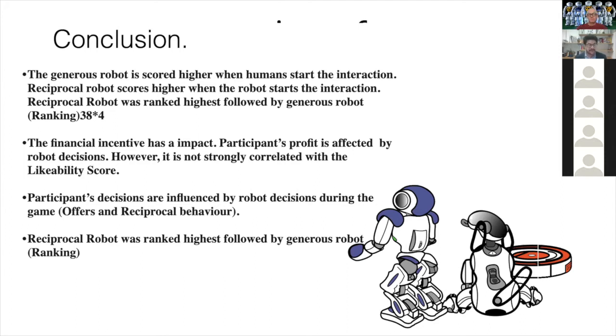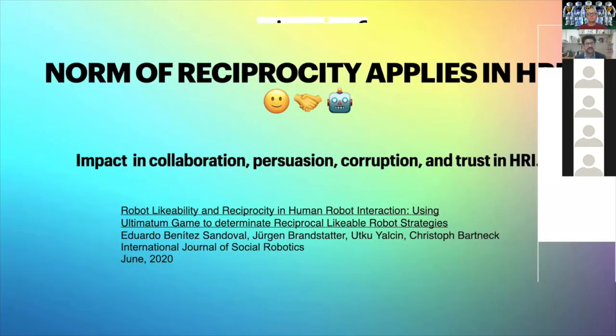Also, we noticed that the pattern suggested by the norm of reciprocity is also applicable in this scenario. So the participants' decisions are influenced by the robot decisions during the game. And that experiment confirms that the norm of reciprocity still applies and it's in line with the previous studies that we developed. And this investigation related to reciprocity, I think that has a lot of impact in future collaboration, persuasion, corruption, and trust studies in HRI.